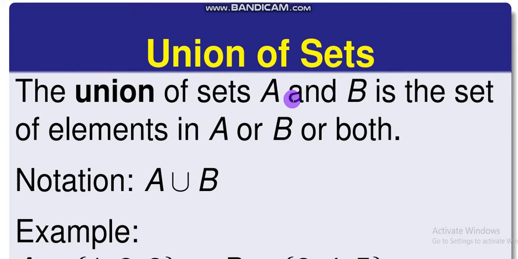Then what do we mean by union of sets? The union of sets A and B. Let's say I have set A and I have set B, and I want to get their union. It is the set of elements in A or B or both, meaning this set will have elements that are contained in A or elements that are contained in B or all of them. And this is how it is written.